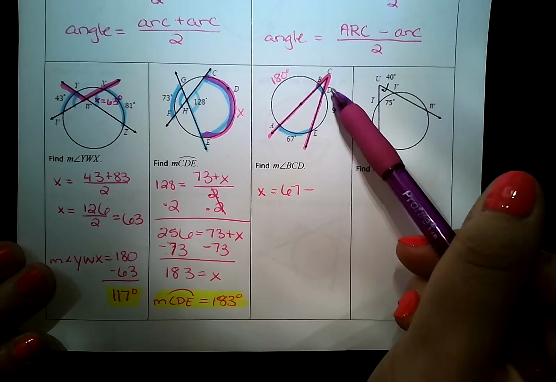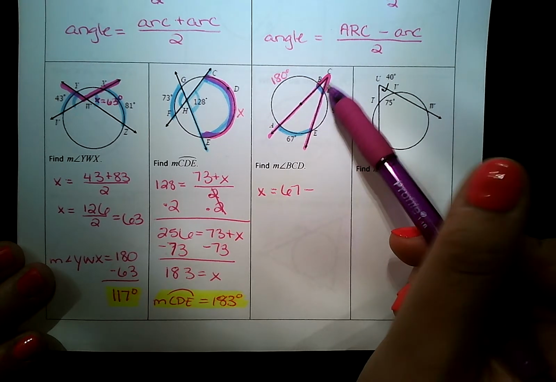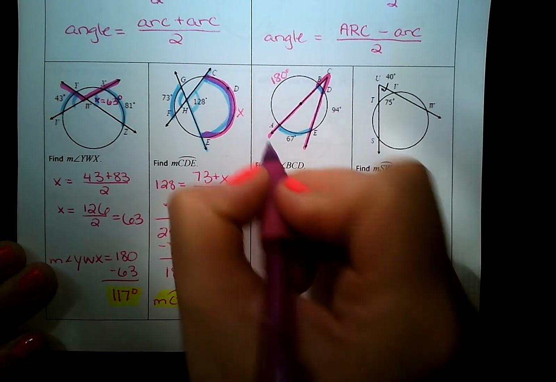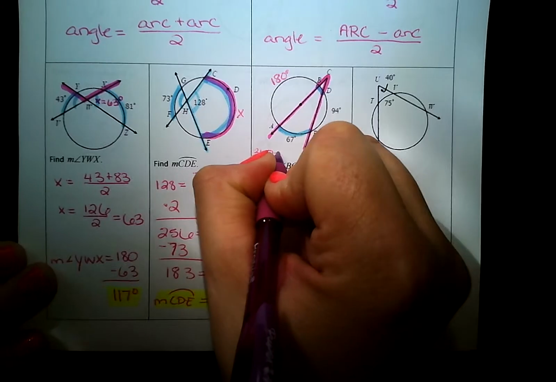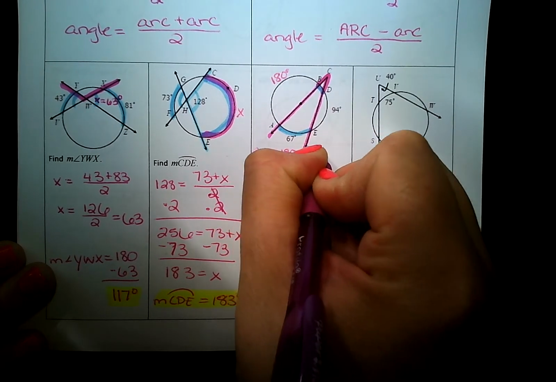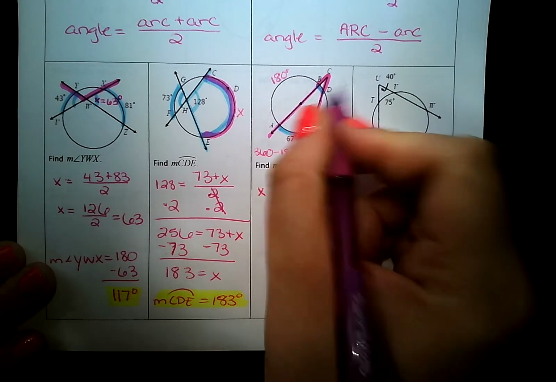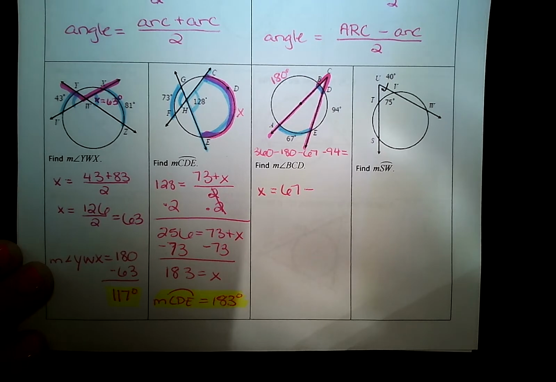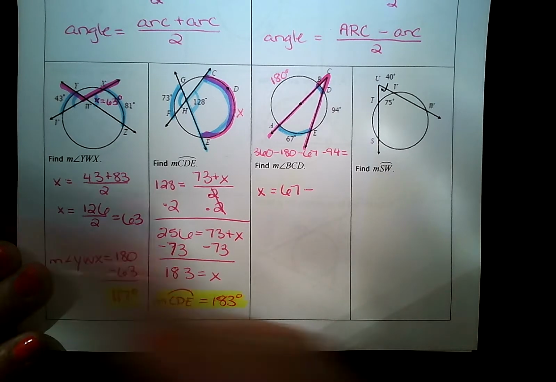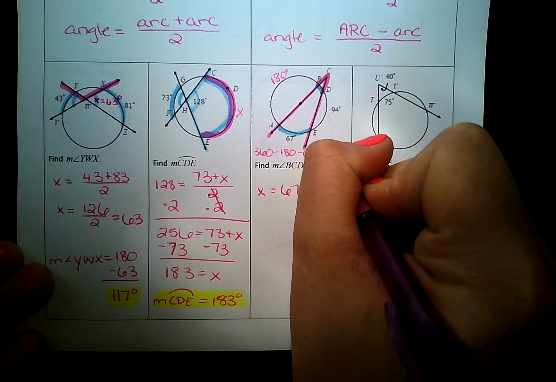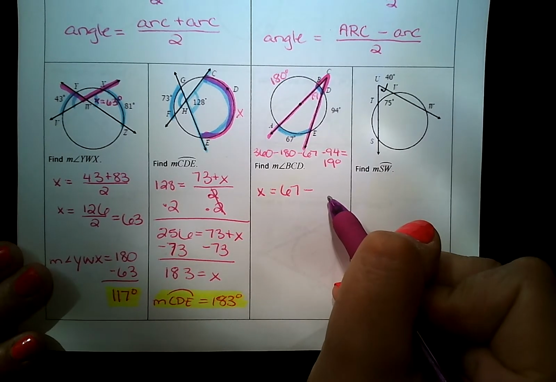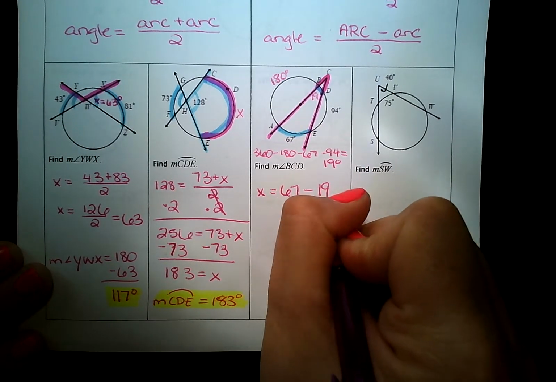So in order to find this little arc, all I have to do is subtract each of these from the full circle. So a circle has 360 degrees, and if we subtract each part away, what's left will be that small arc. 360 minus 180 minus 67 minus 94 leaves me with just 19 degrees for this small arc BD. So I can put the 19 degrees into my formula to finish out the problem.